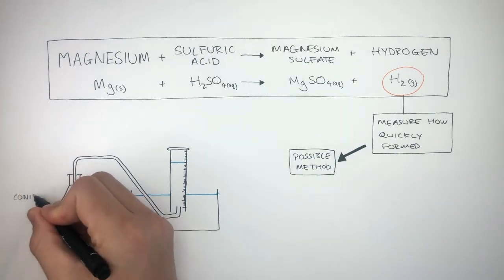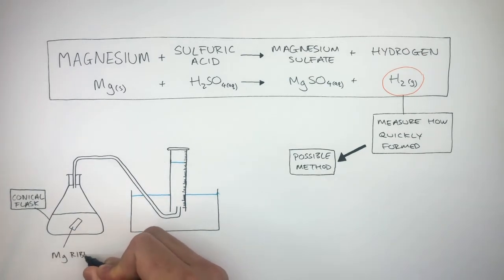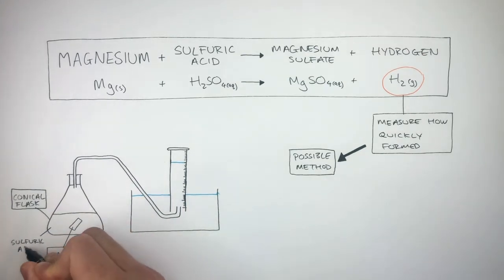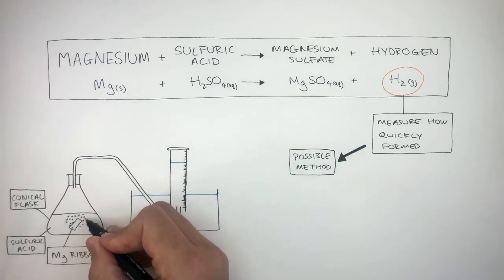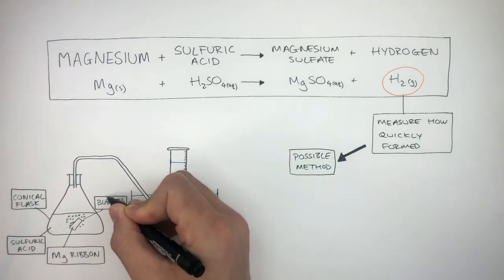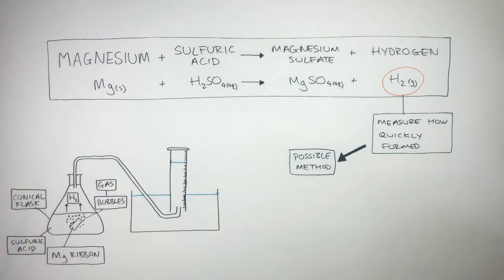The job of the conical flask is to contain the reactants. The magnesium ribbon reacts with the sulfuric acid, where bubbles are given off. We see this as fizzing. Now, if you ever see bubbles or fizzing in a chemical reaction, this means a gas is being released. In this case, we know it's hydrogen gas because the equation says so.